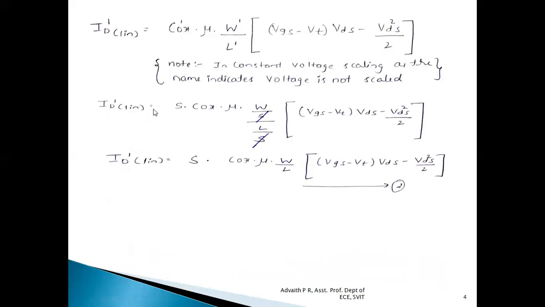So ID dash linear is equal to S into COX, because COX dash is nothing but S into COX, which we have just seen in our previous section, into mu into W dash, which is W divided by S, and L dash, which is L divided by S, into VGS minus VT into VDS minus VDS square divided by 2. S and S will get cancelled. Scaling factors get cancelled. Finally, we'll be left with this expression: ID dash linear is equal to scaling factor multiplied by oxide capacitance multiplied by mobility of electrons or holes multiplied by width of the MOSFET divided by length of the MOSFET, the length of the channel, into VGS minus VT into VDS minus VDS square divided by 2. Let me consider this as equation number 2.